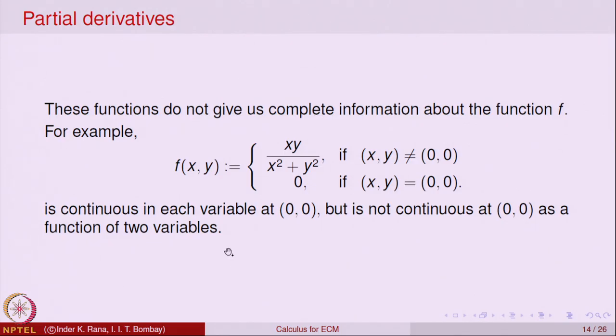So, what I am trying to give you is that when you restrict a variable in a function of two variables, it gives you some idea about the properties of the function, but it does not give you a complete idea about that function. For example, this example tells you that once each variable is fixed, it is a continuous function, but when you take them jointly, it is not a continuous function. So, something is missed when you restrict your attention to a particular variable, but still fixing a variable and analyzing it gives a lot of information.